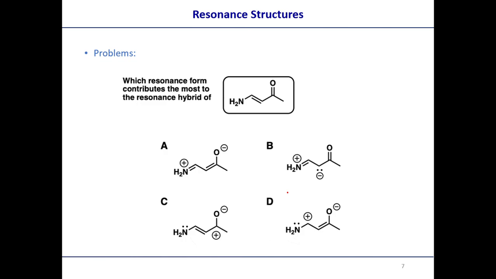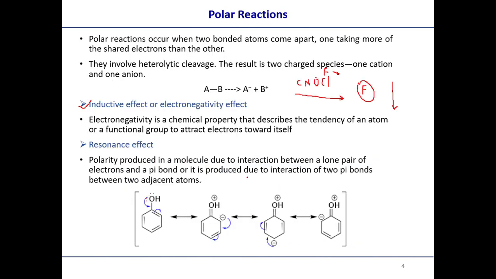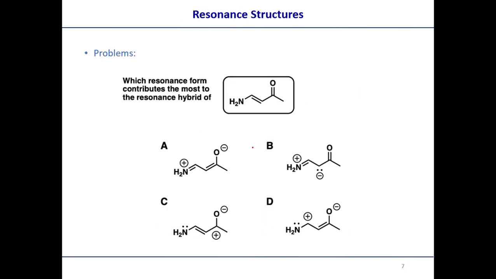Now we have some examples for resonance structure. In the previous slide, I discussed what a resonance structure is. So the movement of a pi bond or a lone pair of electrons is called the resonance effect. You have seen here, right? Here I have discussed this resonance effect. You just have to move the pair of electrons or pi bond to get the correct resonance structure.